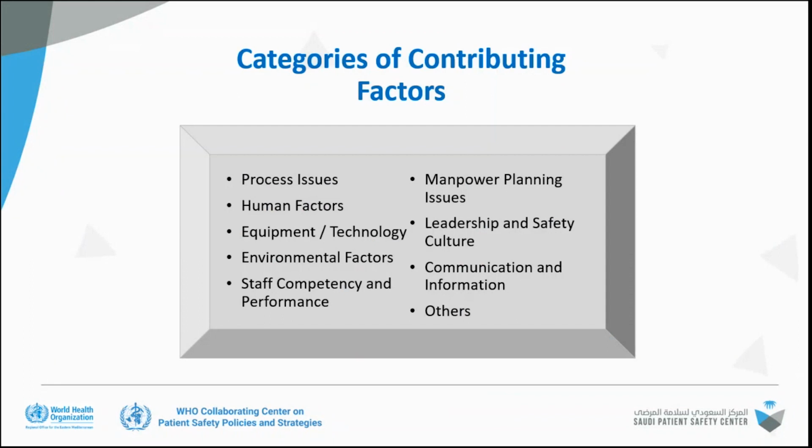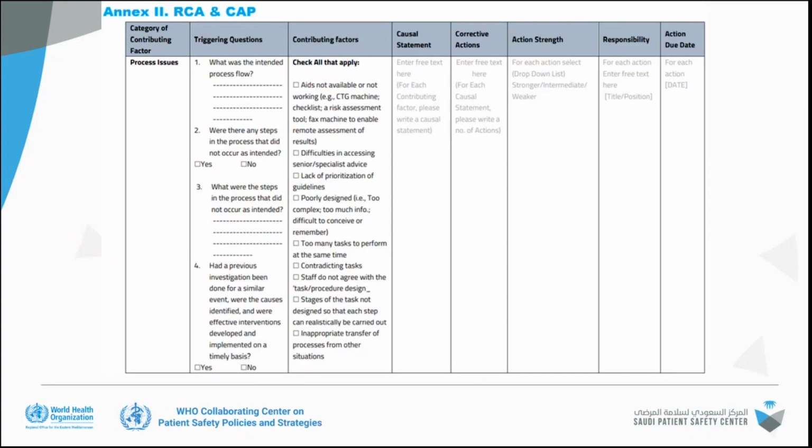The categories of contributing factors, we classified them in the SPSC manual into 8 categories, and the 9th is others. The first one is the process issue. The second one is the human factors. The third one is equipment and technology. The fourth one, environmental factors. The fifth one is staff competency and performance. The sixth one is the manpower planning issue. The seventh one is leadership and safety culture. The eighth one is communication and information. And in case we couldn't classify our contributing factor in these categories, we will put our contributing factor in others. This is an example of the sheet in the manual.